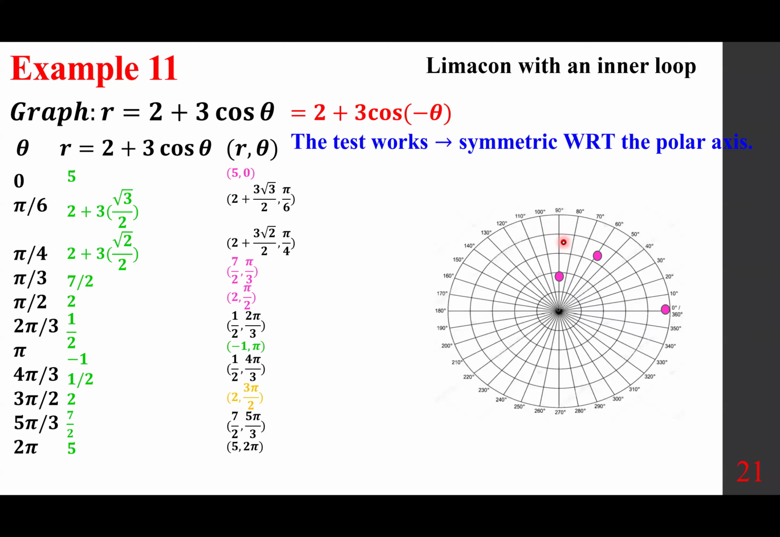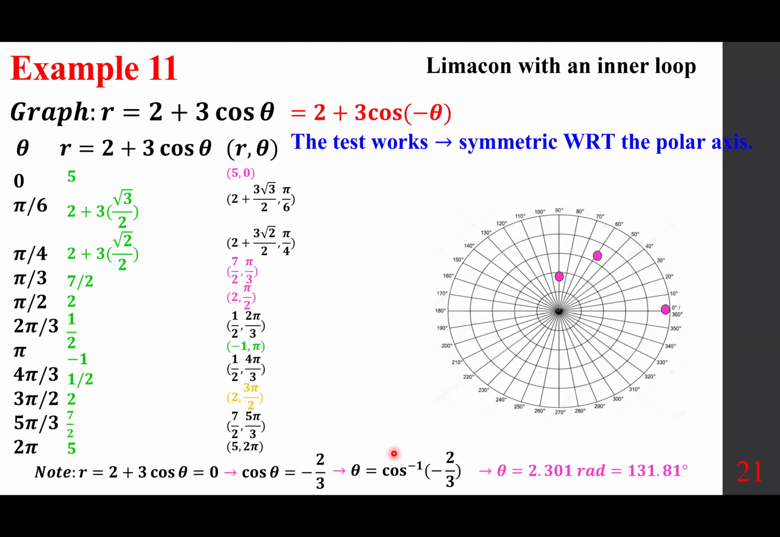Now, what I want to explain is, class, if we set this equal to 0, cosine theta becomes negative 2/3, theta becomes cosine inverse of negative 2/3, and there is an answer. Why am I working this out? I want to make a point that when r is 0, that means the pole. So it does go through the pole, everybody, and here's the proof in essence.